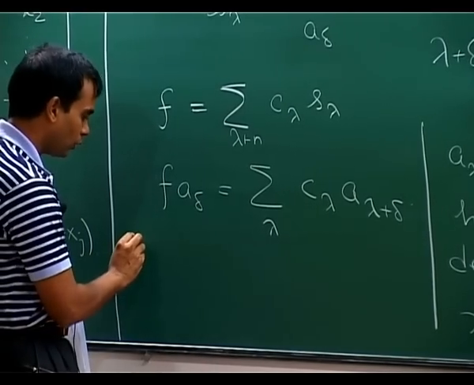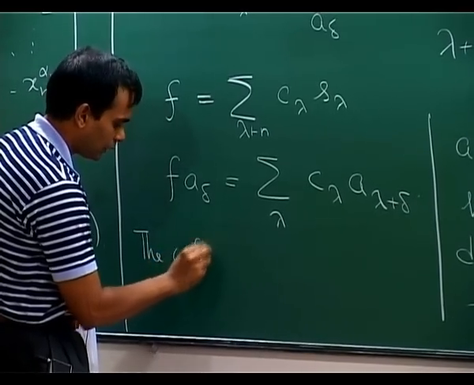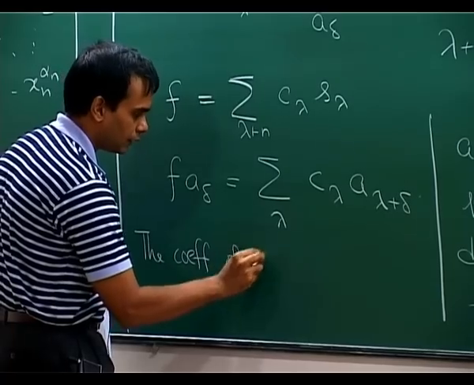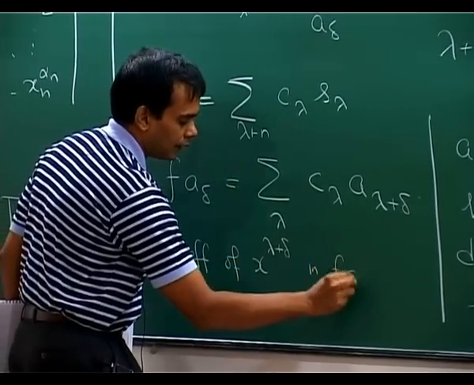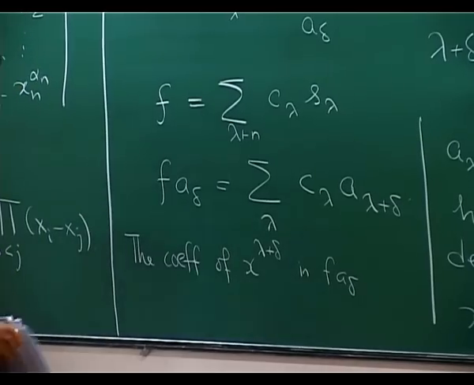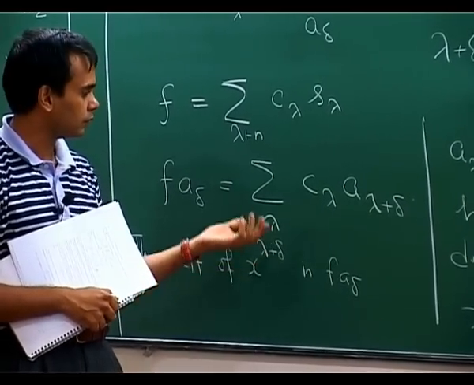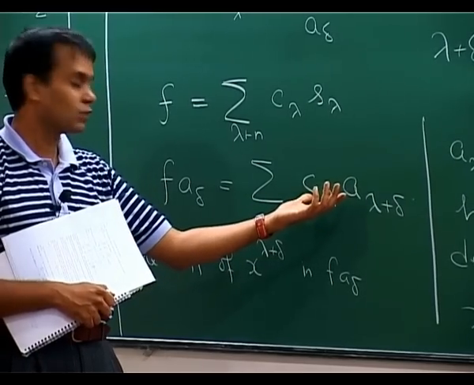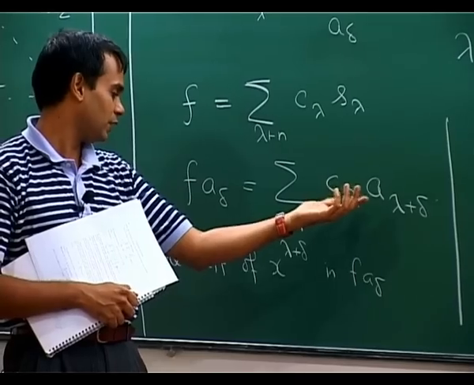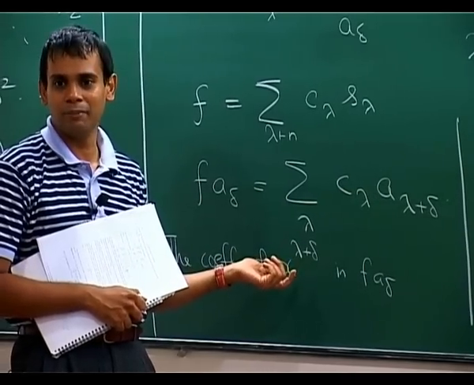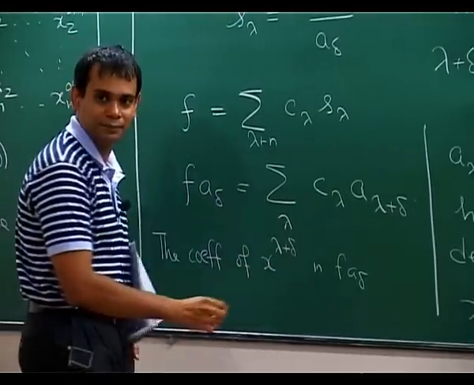So let's ask what is the coefficient of x raised to lambda plus delta in F A delta? Well, this is a strictly decreasing monomial, and each of these terms has only one strictly decreasing monomial. And there's only one term with the strictly decreasing monomial x to the power lambda plus delta. So this is equal to C lambda.